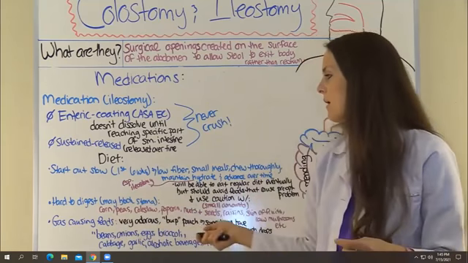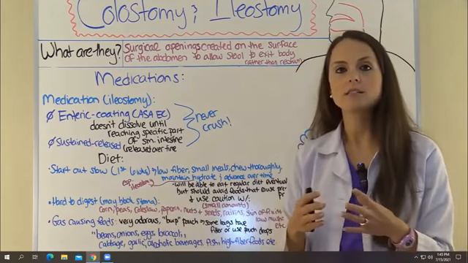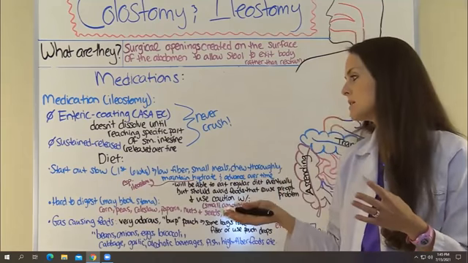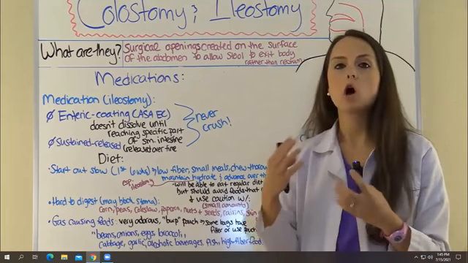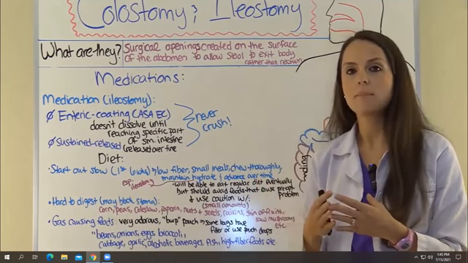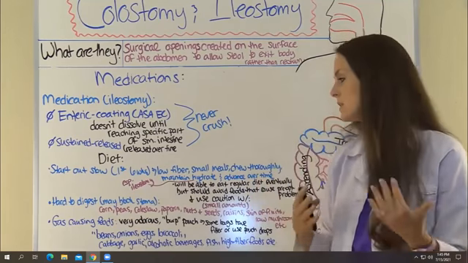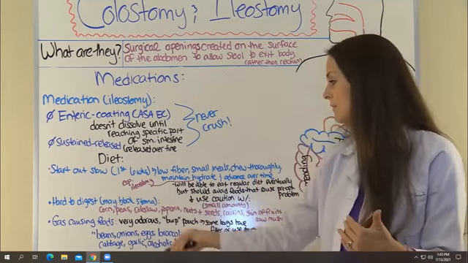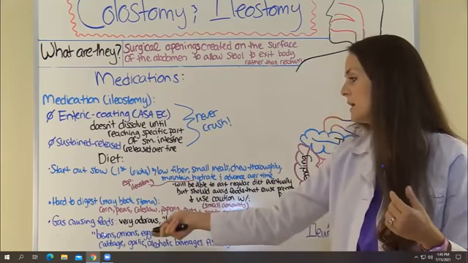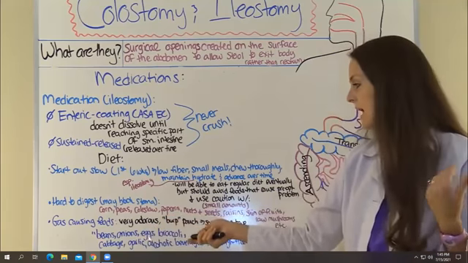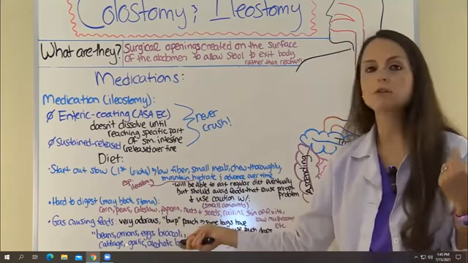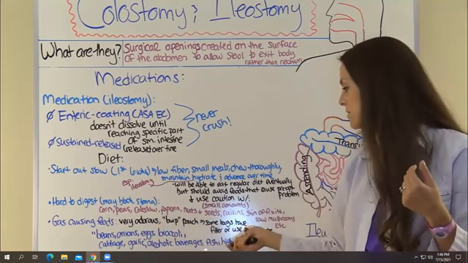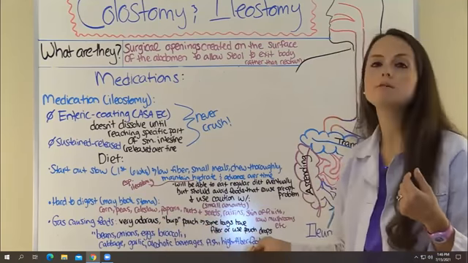Okay, also gas. A lot of times with ostomies, they can produce odorous gas. So foods to avoid to prevent this gas would be beans, onions, eggs, broccoli, cabbage, garlic, alcoholic beverages, fish, or any types of foods that have high fiber in them.